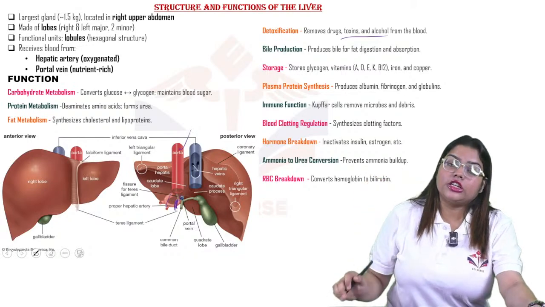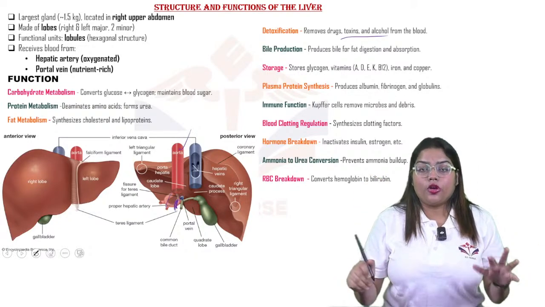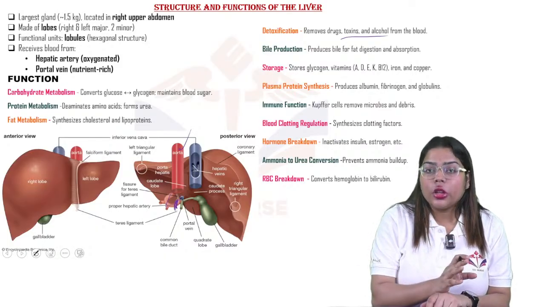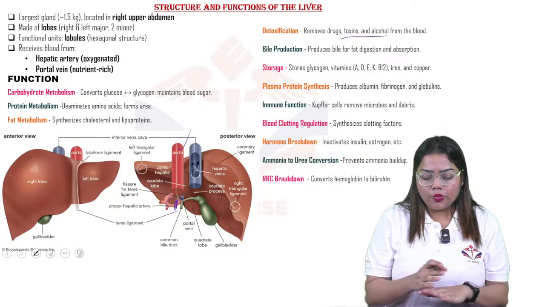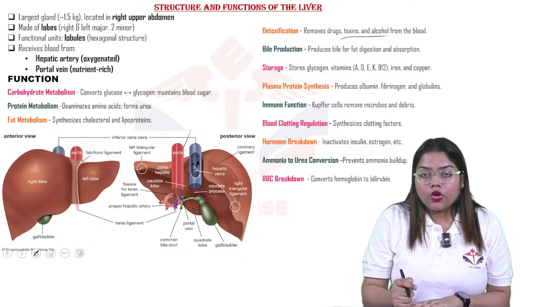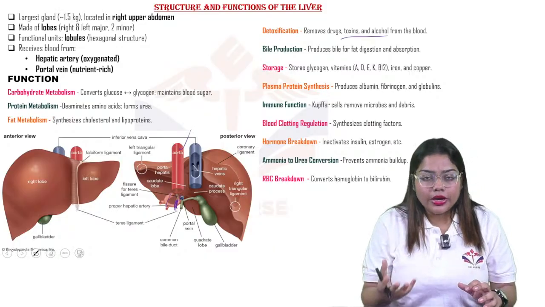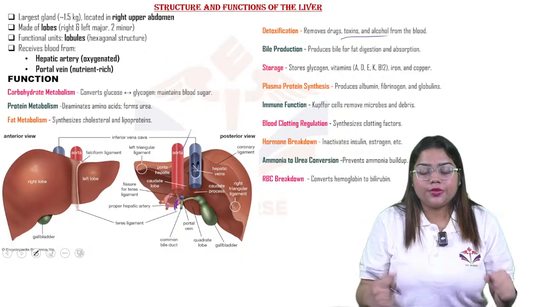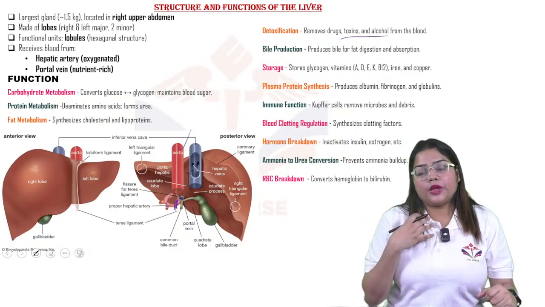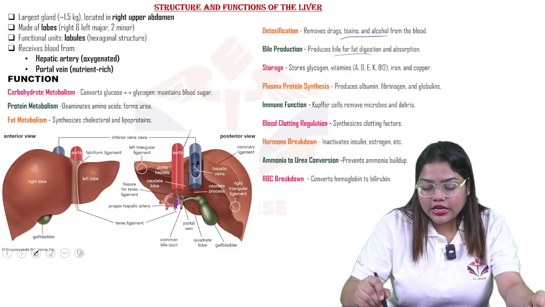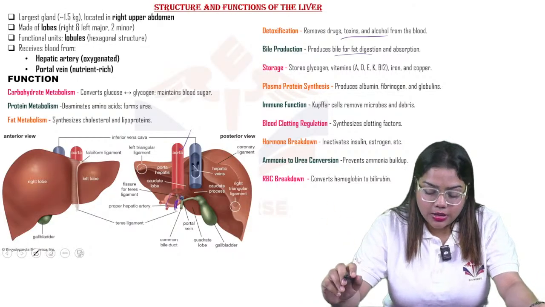Then bile production. Now bile is the most important factor in our body, because if bile is not produced, what will happen? The fat will not be metabolized, or fat will not be used when we use our energy. In those cases the patient will get obese easily. So it produces bile for fat digestion and fat absorption.